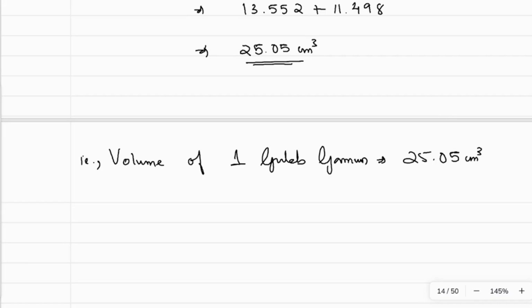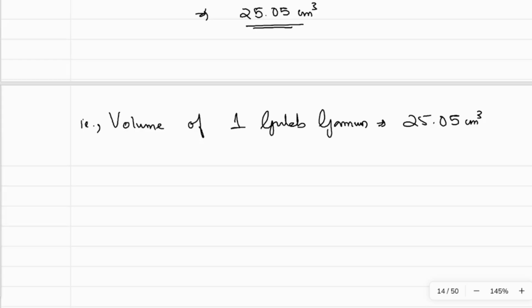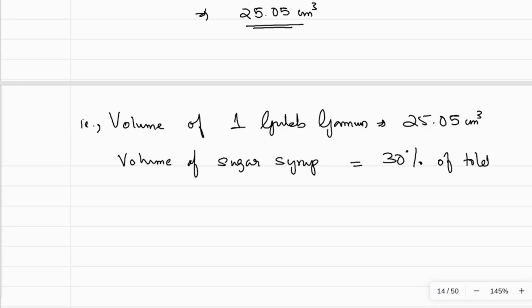Right? Now we know that volume of sugar syrup is how much? In a single gulab jamun, it contains almost 30% of the total volume. So volume of sugar syrup equals 30% of total volume. Now how many gulab jamuns are there? We need to find it for the 45 gulab jamuns. This is for the single gulab jamun, no? Therefore we have to write what?